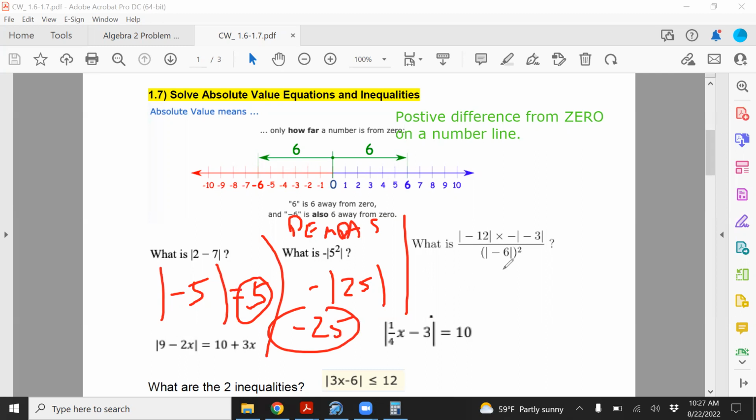Why don't you guys try this one on your own? We'll see if we get the same thing. I'm going to do it in my head. If anyone wants to do it in your head, go ahead. Be careful. Okay. Let me know when you think you have an answer.